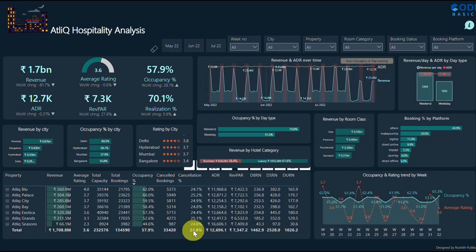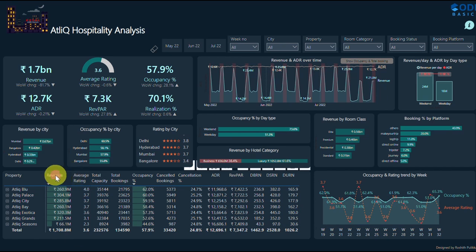This comprehensive table includes important metrics for decision making in the hospitality industry, including DBRN, DSRN, DURN, etc. Notably, we see an overall cancellation rate of 24.8%, representing a significant business loss. Investigating the reasons behind this high cancellation rate, whether it is issues with the booking process or customer dissatisfaction, and addressing them could lead to an immediate and substantial improvement in the revenue.